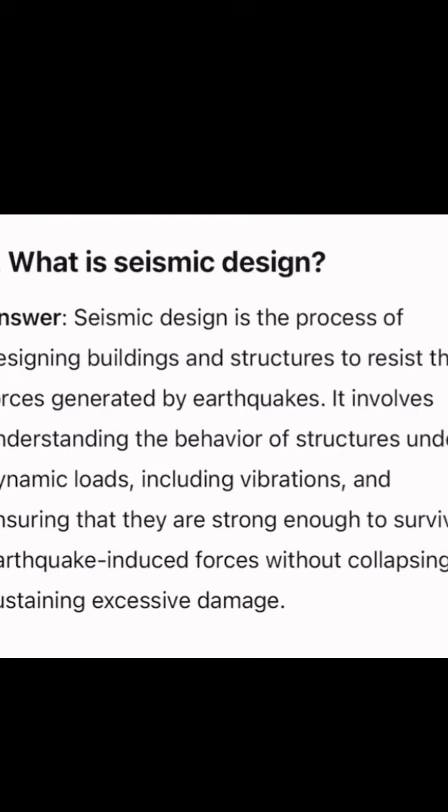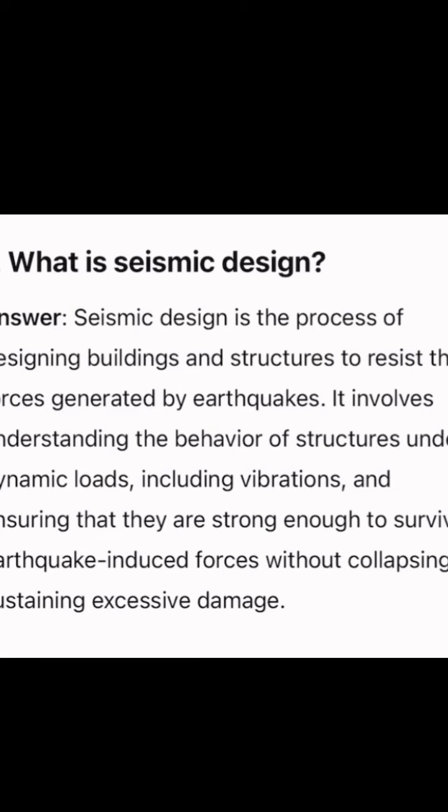So we can see some questions like, what is seismic design? Seismic design is the process of designing buildings and structures to resist the forces generated by earthquakes. It's nothing but there are forces generated by the earthquake process. So we need to design the buildings and structures to withstand these forces generated by earthquakes. That process is called seismic design.